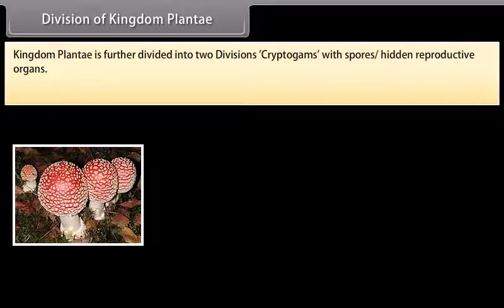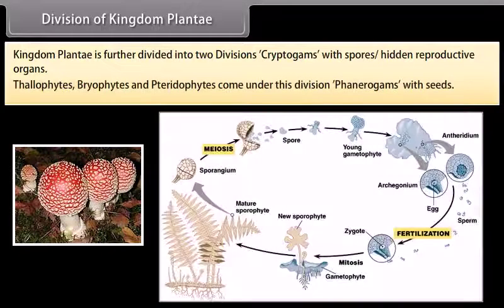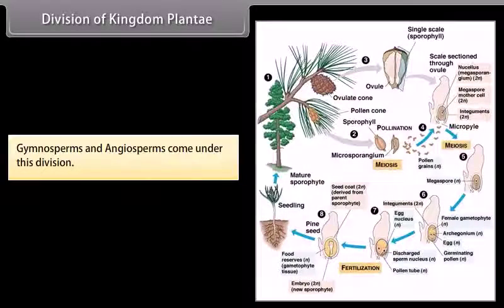Kingdom Plantae is further divided into two divisions: cryptogams, with spores and hidden reproductive organs. Thallophytes, bryophytes, and pteridophytes come under this division. And phanerogams, with seeds. Gymnosperms and angiosperms come under this division.